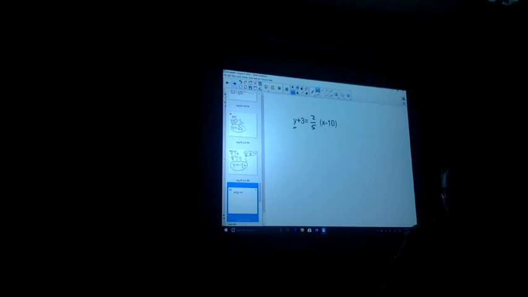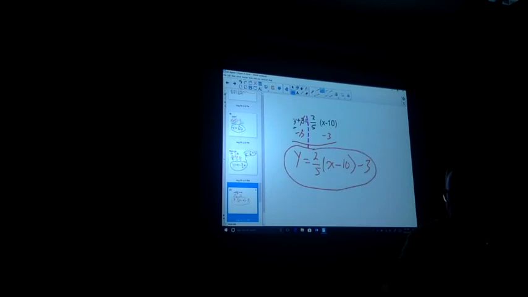This one, I want to solve for y. So this is one of those where you only have one move, technically. You could do that. The 3's cancel out. So you get y equals 2 over 5 times x minus 10 minus 3. Okay? That answer's fine for right now.